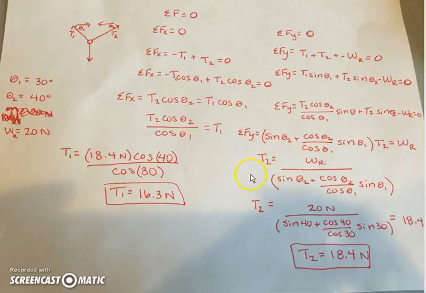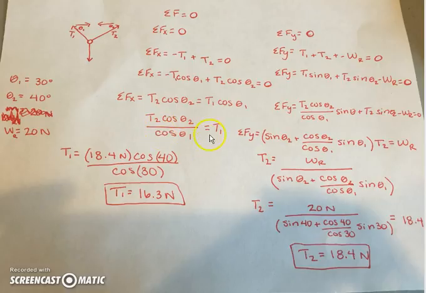So then T2 is equal to the weight of the rock divided by sine of theta 2 plus cosine of theta 2 divided by cosine of theta 1 times sine of theta 1. So then we plug in what we know. The weight of our rock is 20 newtons, sine of theta 2 is 40, plus cosine of theta 2, 40, divided by cosine of theta 1, 30, times sine 30, and that is equal to 18.4, so 18.4 newtons is our T2.